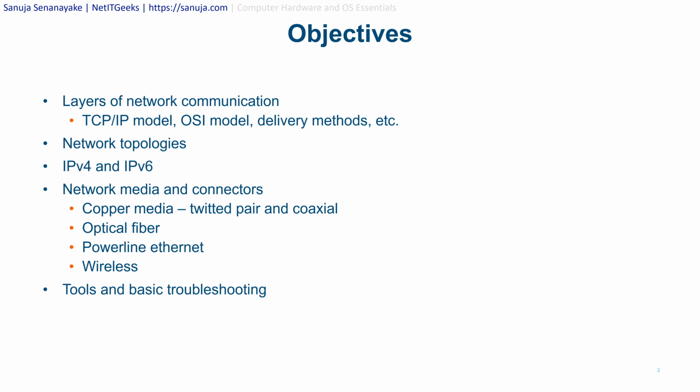We will learn about network topologies, some basic overview of that. We will go a little bit in depth into IPv4 and IPv6. We will learn about network media and connectors. We have previously covered some basic overview of that in my previous lectures in this series, but we will go into a little bit more detail on copper media, optical fiber, Powerline Ethernet and wireless. And we will cover a little bit about basic tools and some basic troubleshooting.